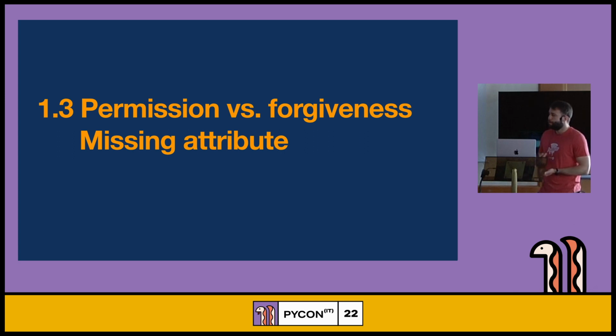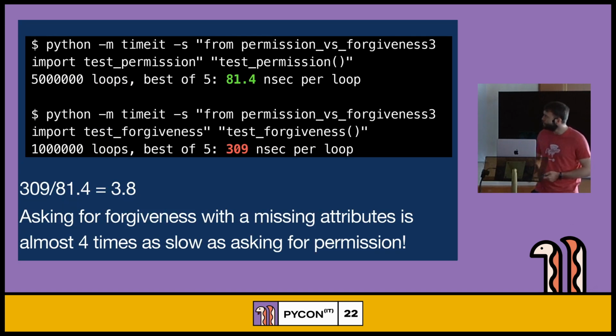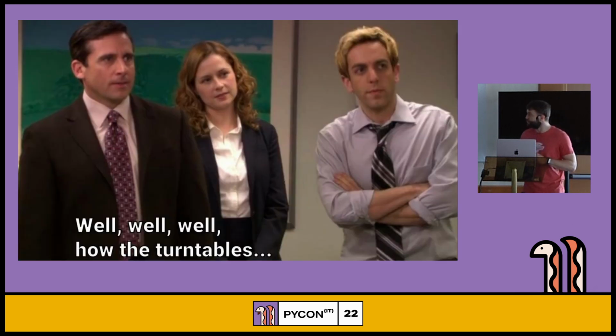Well, let's see what happens if the attribute is actually missing. So here I commented out one of the attributes that we are trying to access. And if I run my benchmarks one more time, I can see a completely opposite picture. Like now asking for forgiveness is almost 4 times as slow as asking for permission. So the tables have turned because handling exceptions takes time.